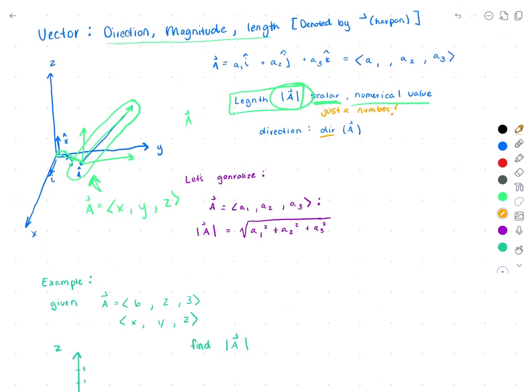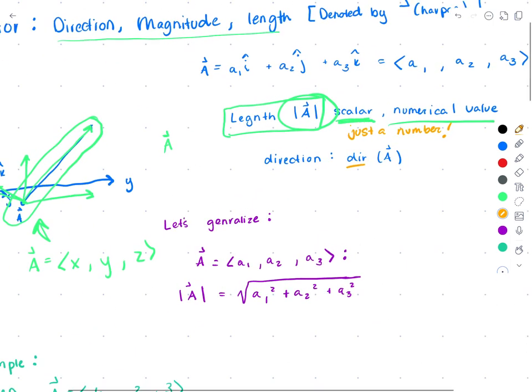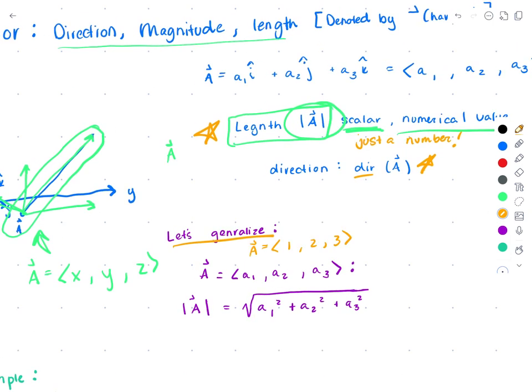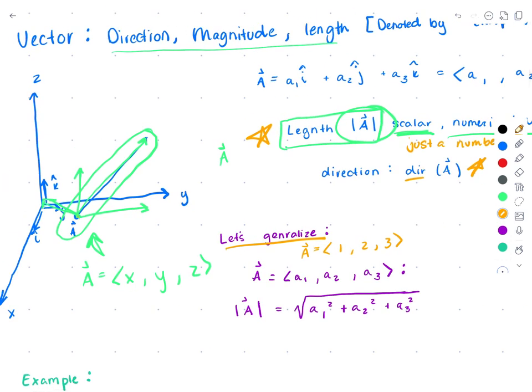And now we're gonna come back to this idea, but let's work on length of A. What can I do with length of A? Let's generalize. So generally speaking, I can write A as a vector in its parametric components. For an example, if I was to see this in the real world, I could see 1, 2, 3, and that would mean that I have 1 unit in the X direction, 2 units in the Y direction, and 3 units in the Z direction.